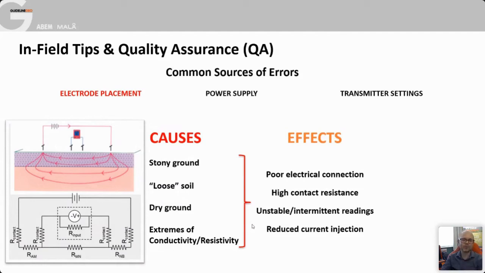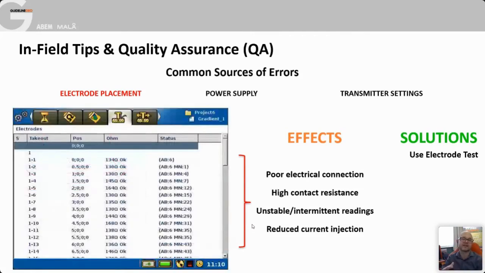So what can we do? Well, the first thing is to make sure we use the electrode test. Always do an electrode test. The instrument has this built in, and it will show you what the resistance is on each of the electrodes. And if you find that any of the electrodes have a particularly high contact resistance compared to the others, you can focus on them, trying to reduce the resistance.